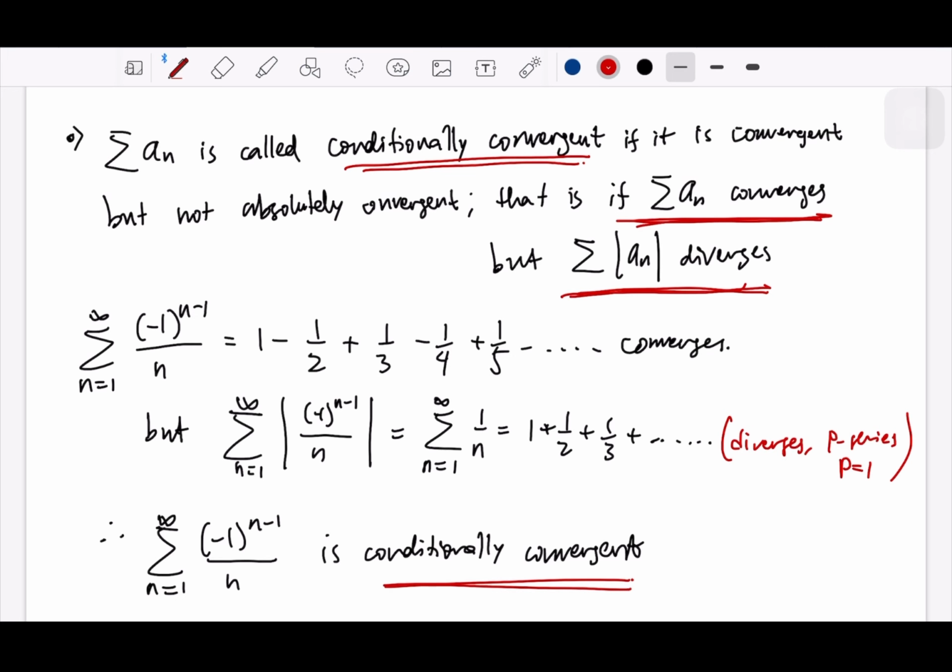And let me check the time. Okay, probably next Friday I will go through some examples and review, and go to the next topic, which is the ratio and root test.